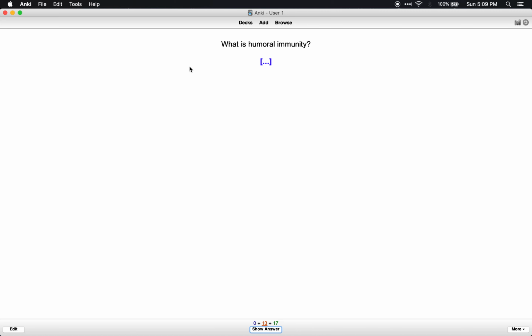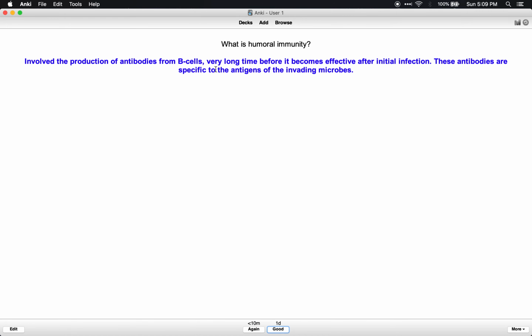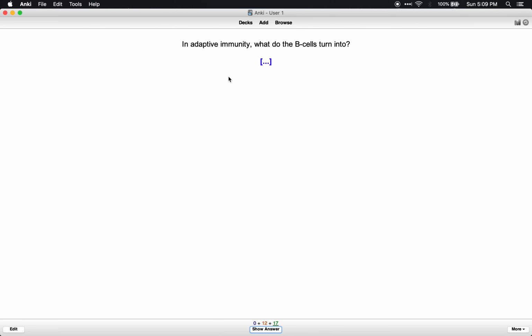I see. Humoral immunity. Any B cells acting to form antibodies acting in the blood rather than within cells. In adaptive immunity, what do B cells turn into? Plasma cells and memory B cells. Memory B cells hang out in the lymph node waiting for subsequent reaction. Plasma cells will go on to form antibodies specific to the antigen.